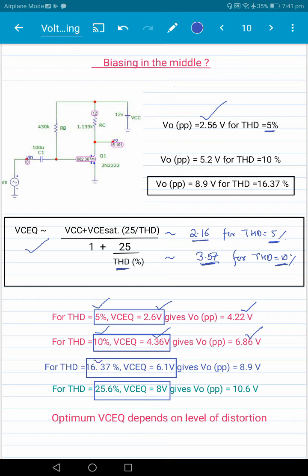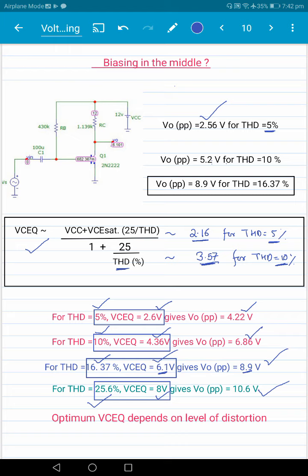If you are willing to tolerate 16.37% harmonic distortion, then the best biasing is 6.1 here, and will give you 8.9 volt here. So only for a particular distortion level of 16.37% is the biasing in the middle the optimum biasing, which is 6.1 here. But that's a very high distortion level, 16.37% here. And if you don't really care for distortion at all, for example, if you go to 25.6% distortion, then VCQ equal to 8 volt is better here, and it will give you a swing of 10.6.